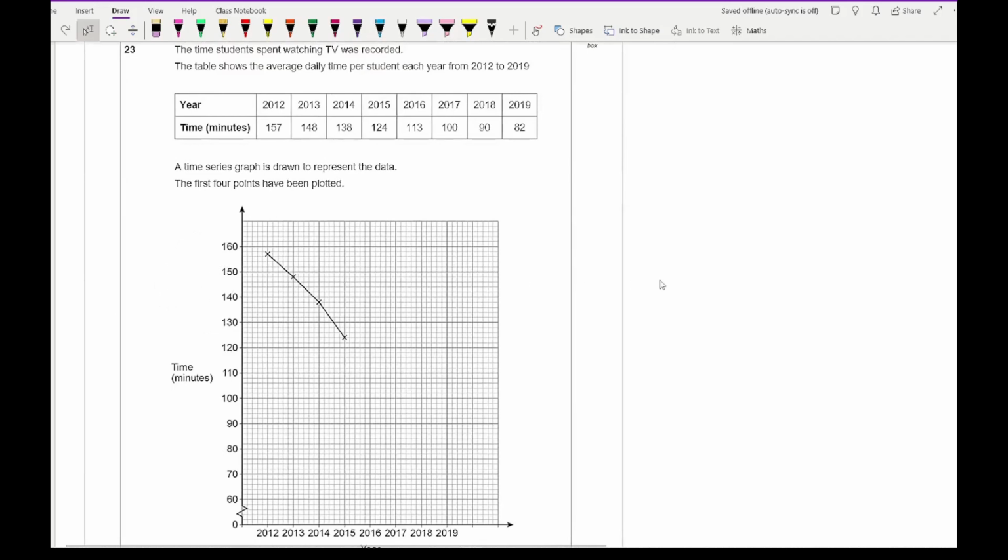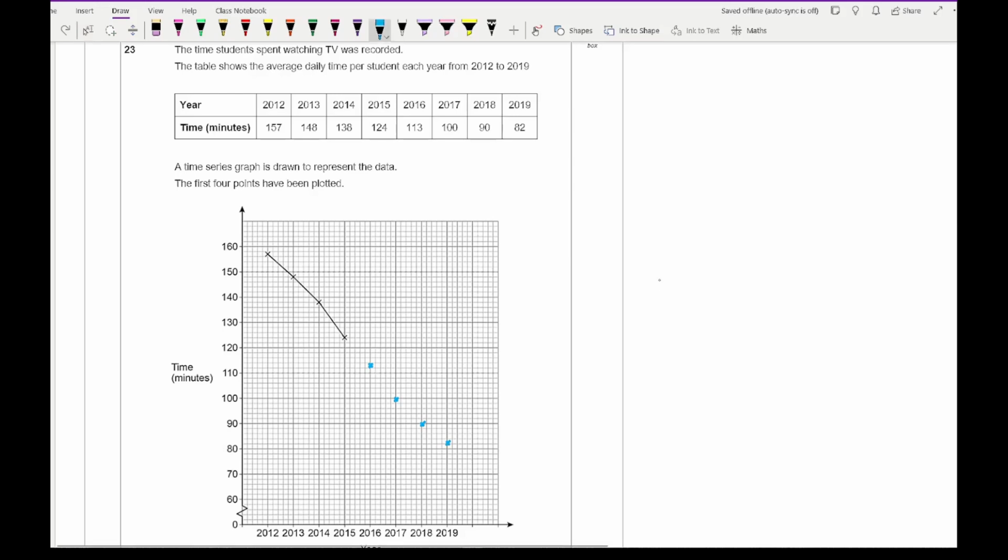So 2016, it's at 113. So it's going to be around about there. And if you can, just do little gentle crosses. And then at 2017, it's at 100. At 2018, it's at 90. And at 2019, it's at 82.